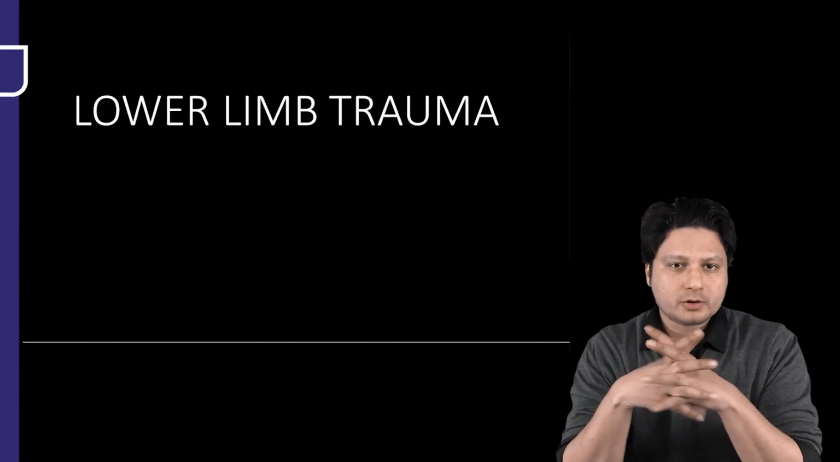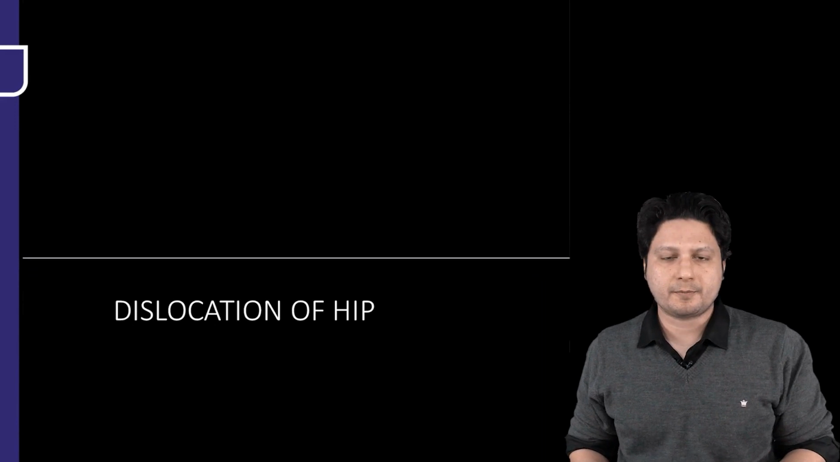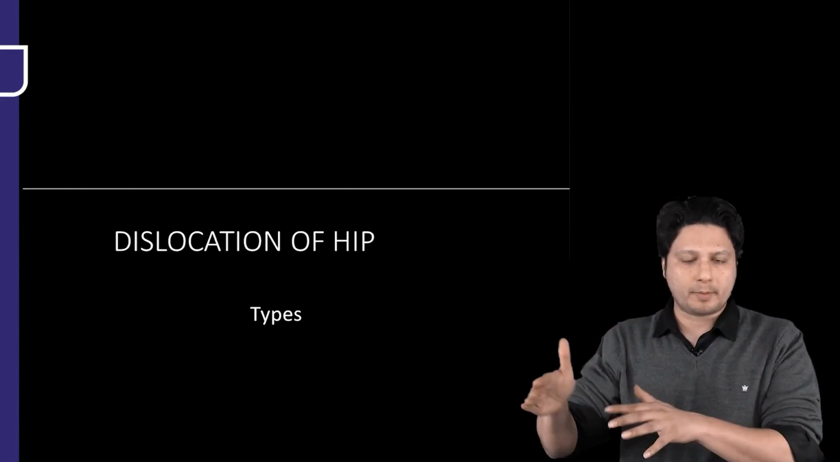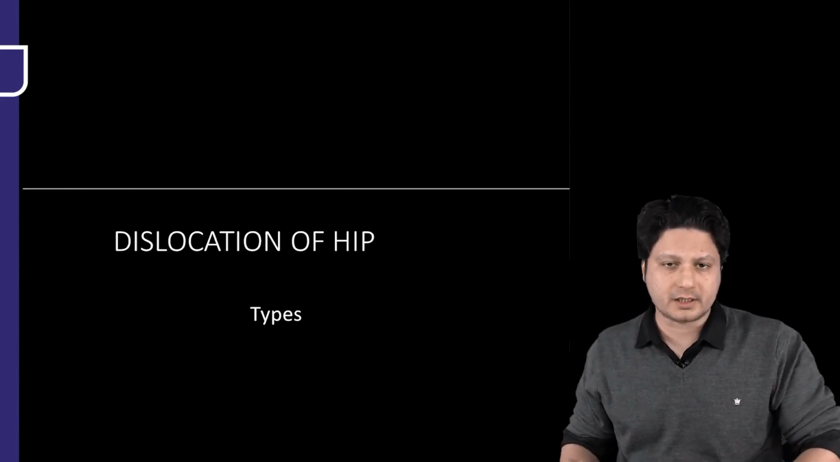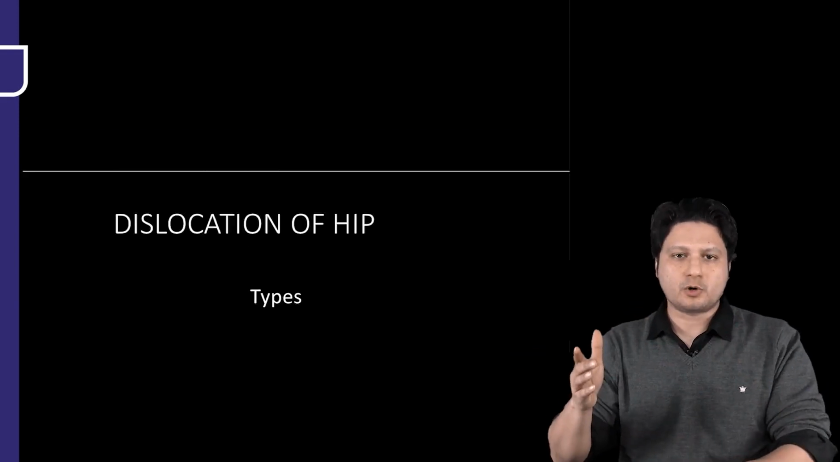Let's start with a very important topic, that is lower limb trauma. All right. So without wasting any time further, the first most importantly asked topic as far as your emergency procedure is concerned, that is dislocation of the hip joint. Now, what do you mean by the term dislocation of the hip?